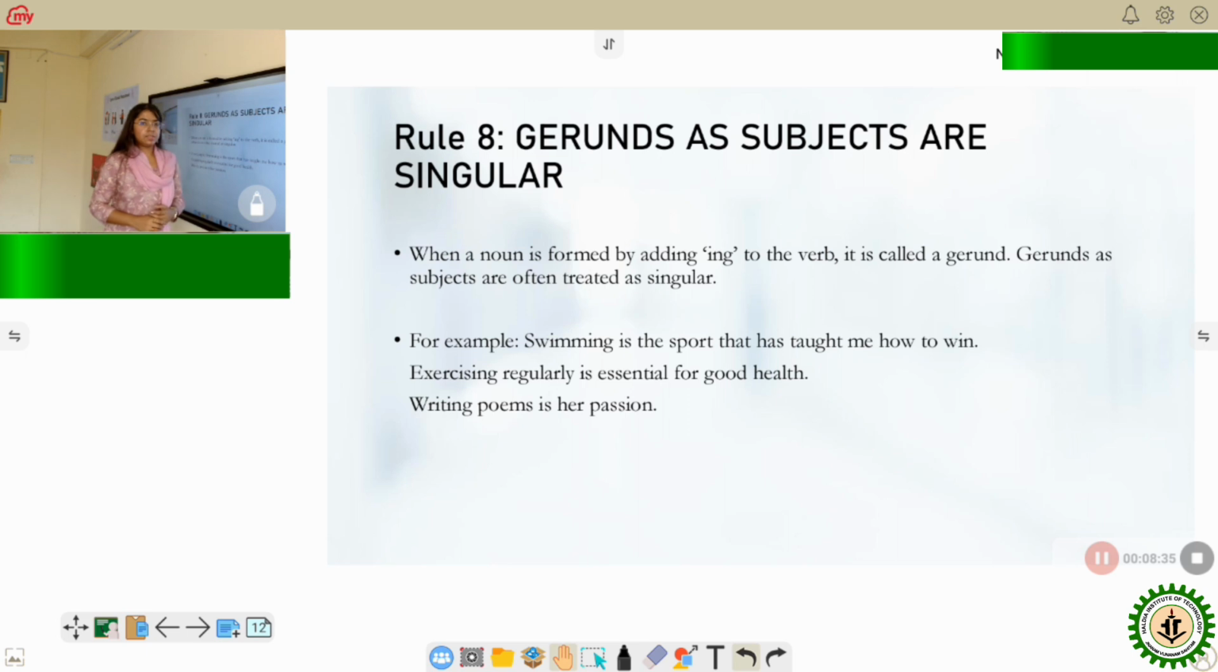Gerunds. Now what are gerunds? Gerunds are verbs with ing that are treated as nouns. They are called gerunds, and gerunds are generally singular. For example, swimming. Swim is a verb, with ing it becomes a gerund. Swimming is a sport that has taught me how to swim. Exercising regularly is essential for good health. So all gerunds, that is verb plus ing, that are treated as nouns and act as a subject in a sentence, are treated as singular.